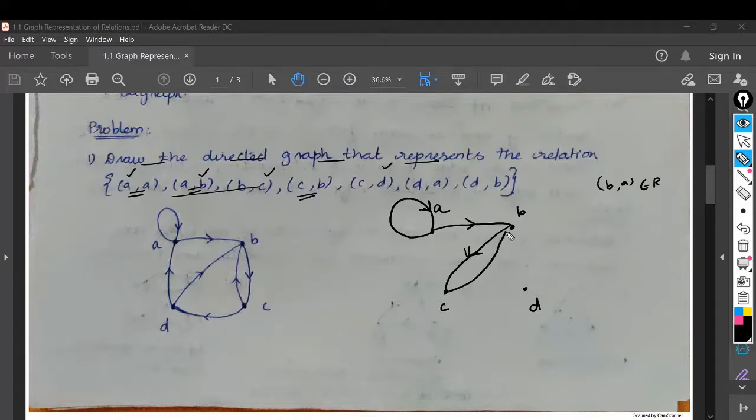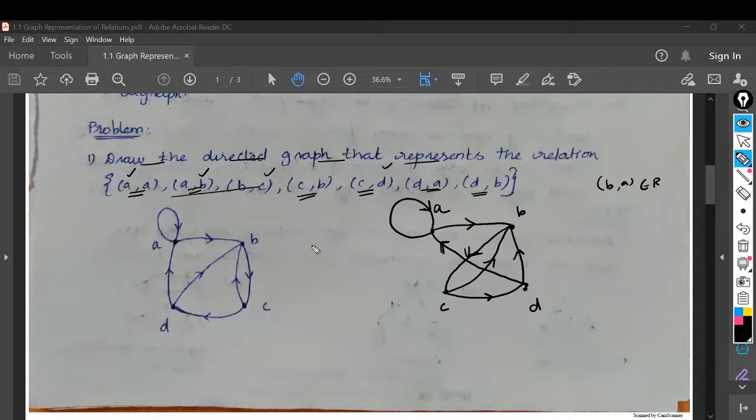So C comma B, and it goes from C to B. C comma D is also an element. So let me go from C to D, this way. Then D comma A is also an element. D comma A. So it goes from D to A. So the direction should be this way. And D comma B is also an element. So D to B. So this way I have to draw.